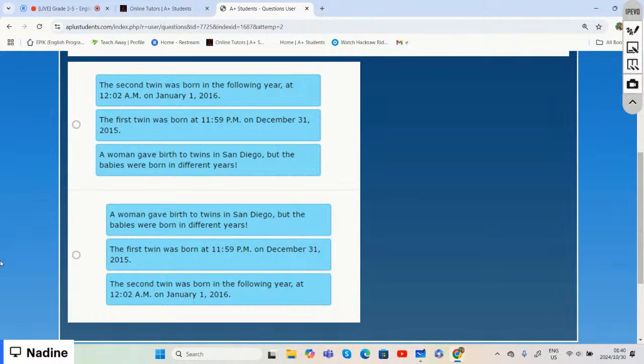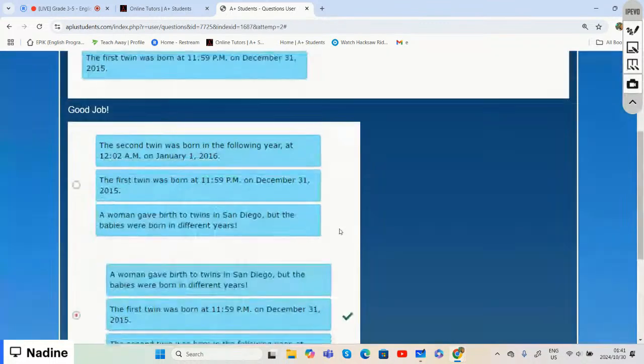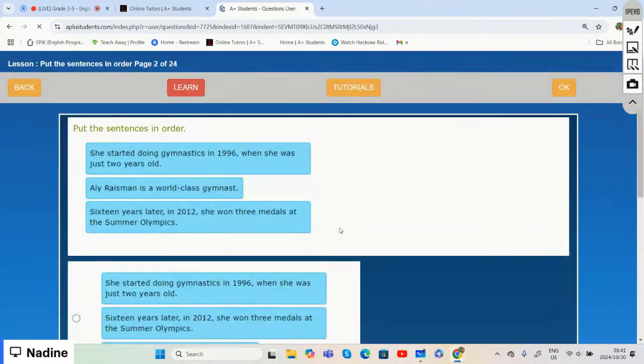Yes, and if we were to choose the correct order of the sentences, then yes, we'll go with option two because it says a woman gave birth to twins in San Diego, but the babies were born in different years. The first twin was born at 11:59, December 31st, and the second twin was born the following year at 12:02 on January 1st. So the second option is correct. Well done.